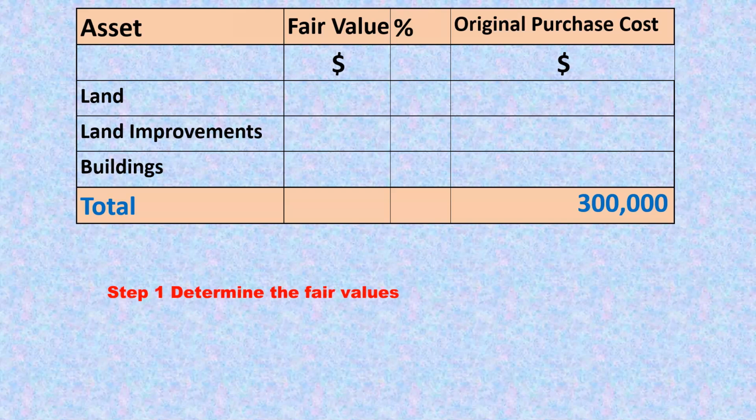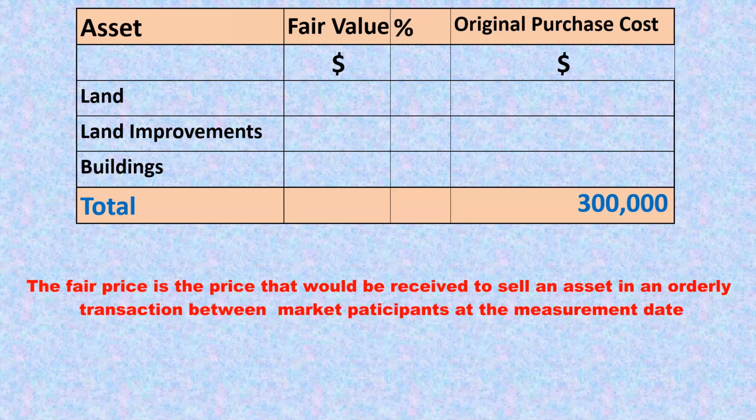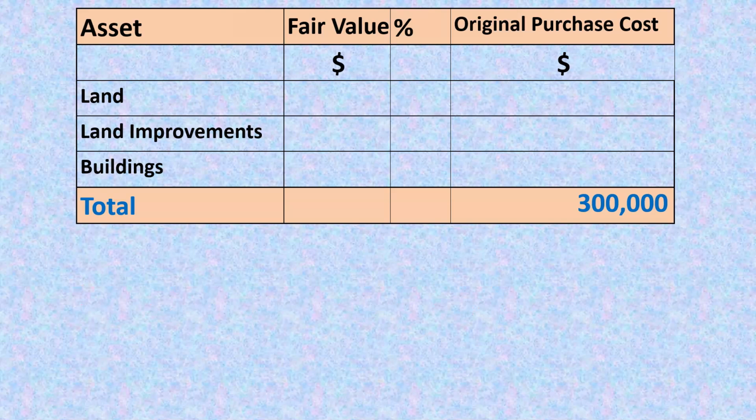Step 1. Determine the fair values. Assess the fair market value of each individual asset acquired in the lump sum purchase. The fair value is the price that would be received to sell an asset in an orderly transaction between market participants at the measurement date. Estimated appraised fair value for the three assets is: land $60,000, land improvements $80,000, and building $260,000.